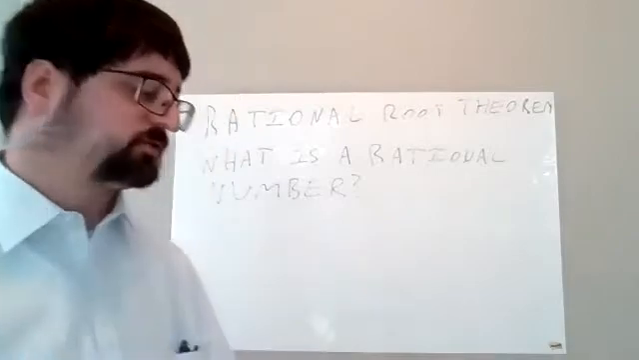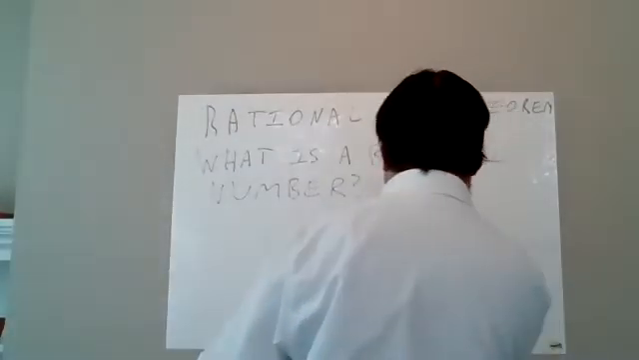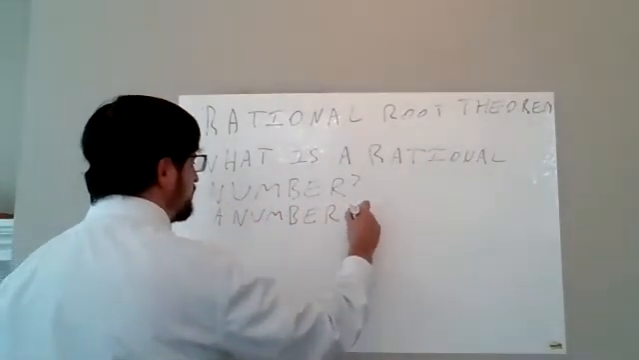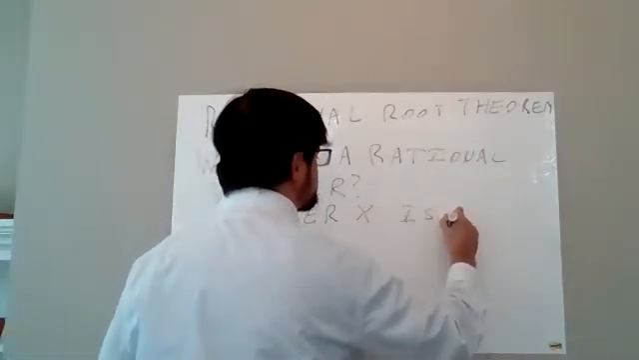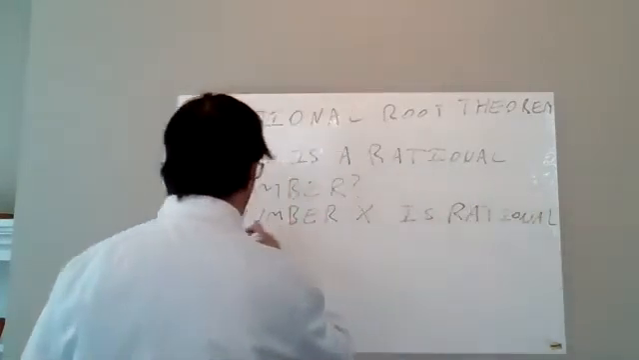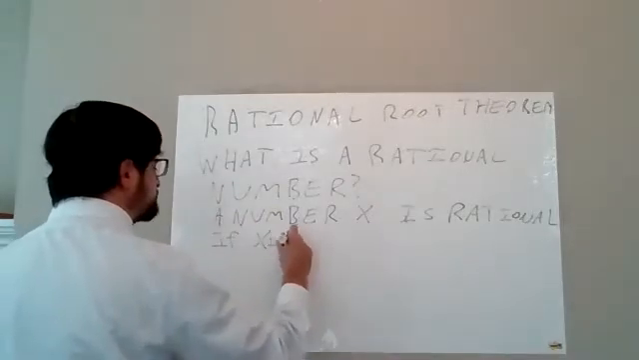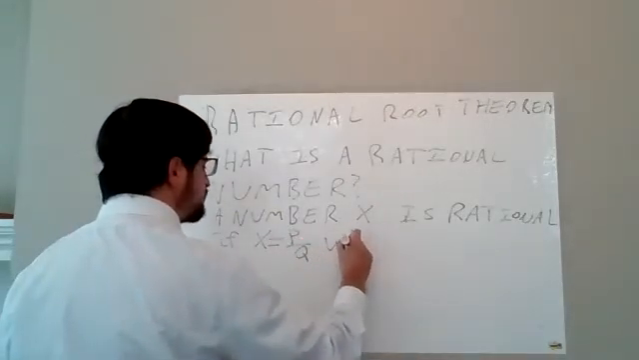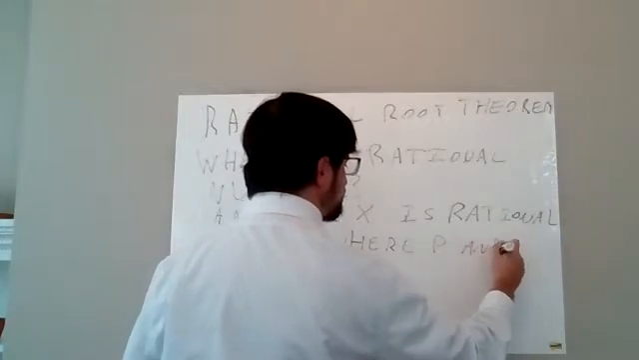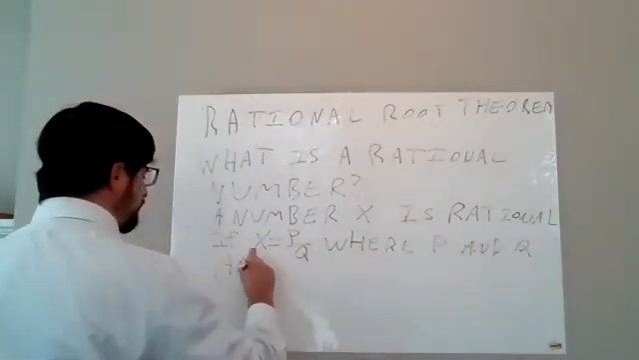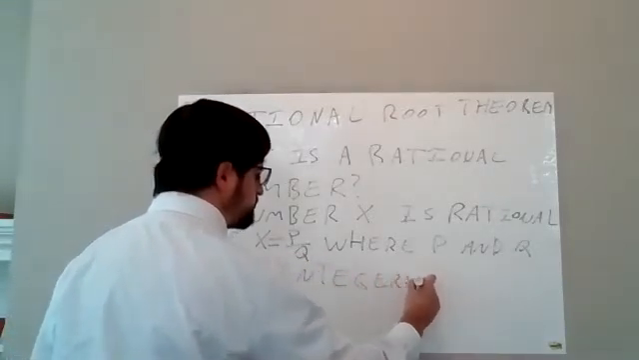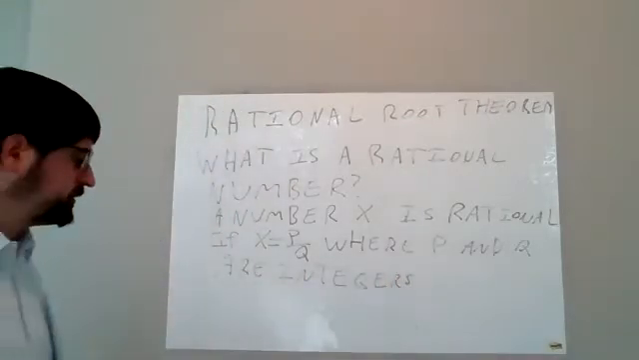And I think it's more useful to think about an equivalent form you've seen, where a number x is rational if x equals p over q, p and q are integers, and q is not 0.